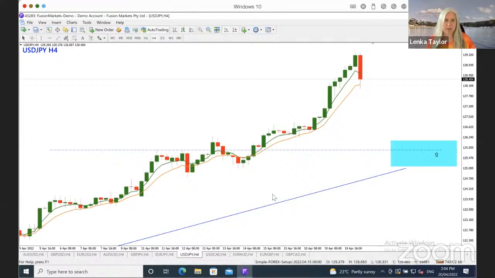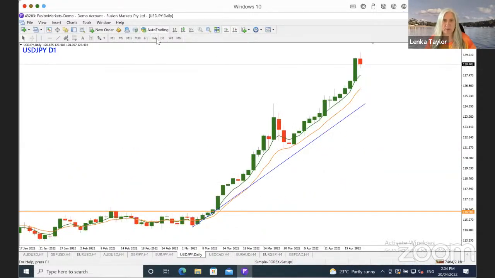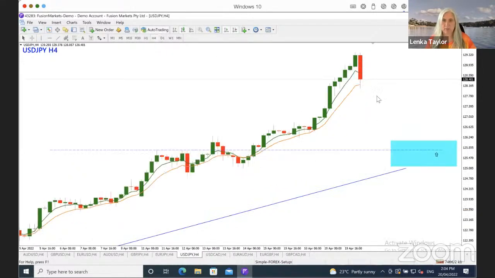Next currency pair is USDJPY. Here again, the trend is still upwards. So looking for any pullback, and if there are pullbacks, then looking to take a new long position on USDJPY.